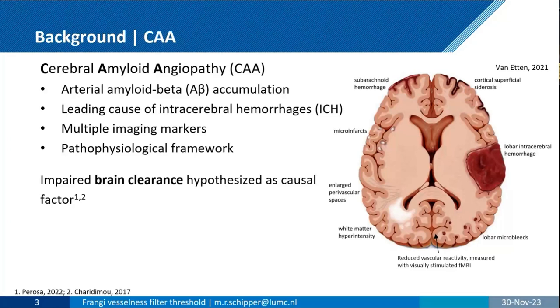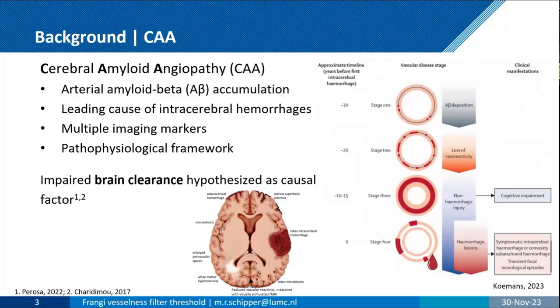We also see hemorrhagic markers, multiple of them. An example is microbleeds, which you can see in the bottom here. Intracerebral hemorrhage, cortical superficial siderosis, so this is a hemosiderin deposition along the cortex, or the subarachnoid hemorrhage. There are also non-hemorrhagic markers such as microinfarcts, enlarged perivascular spaces, and white matter hyperintensity.